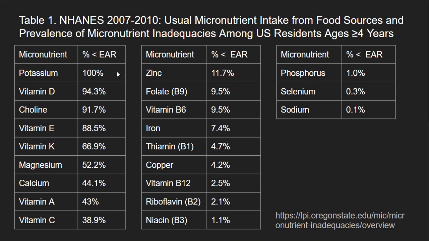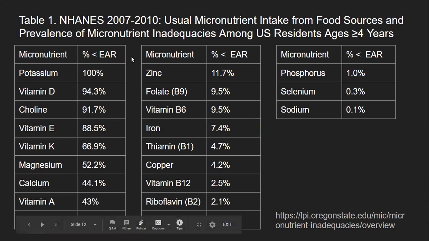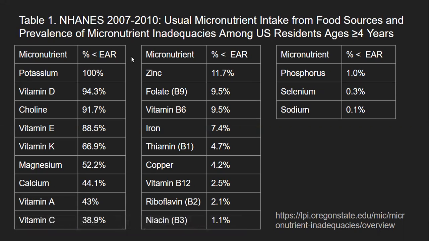So they found that 100% of the population are not getting enough potassium that is targeted at the 50%. And for vitamin D, choline, E, and K, you see that more than half of the population are not even meeting the level of EAR. And EAR, remember, is only 50% of the population. It's not even the RDA, which covers the vast majority of the population.